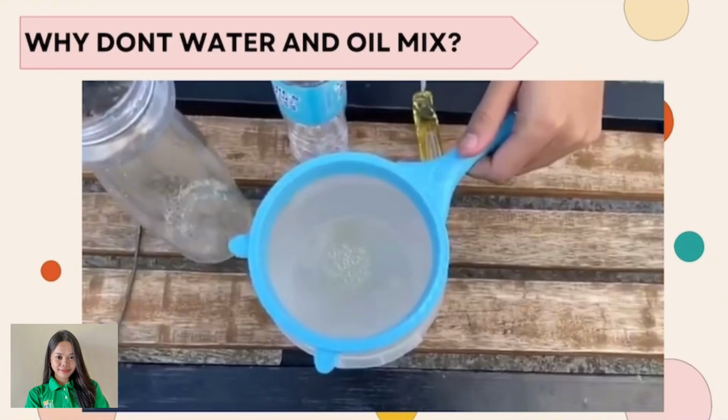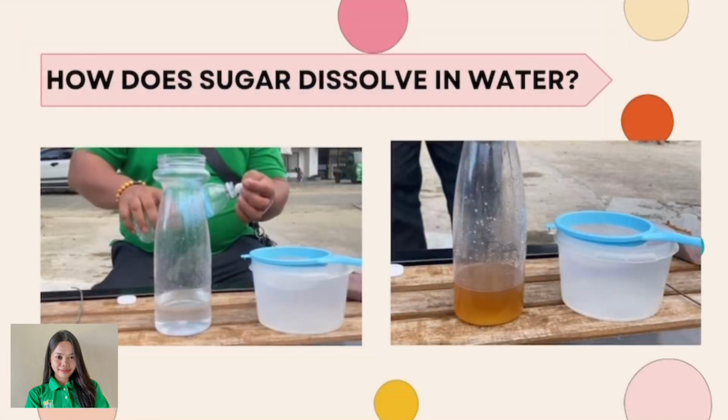Next is, how does sugar dissolve in water? The objective of this is to observe and understand how sugar dissolves in water and to explore the concept of solubility and solution formation. As you can see in the images, the first image observed, the water is clear and colorless, and you can easily see through it.